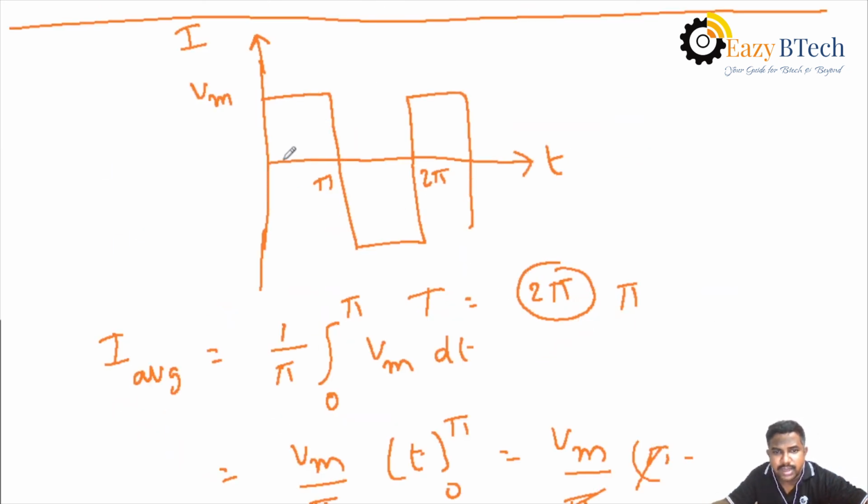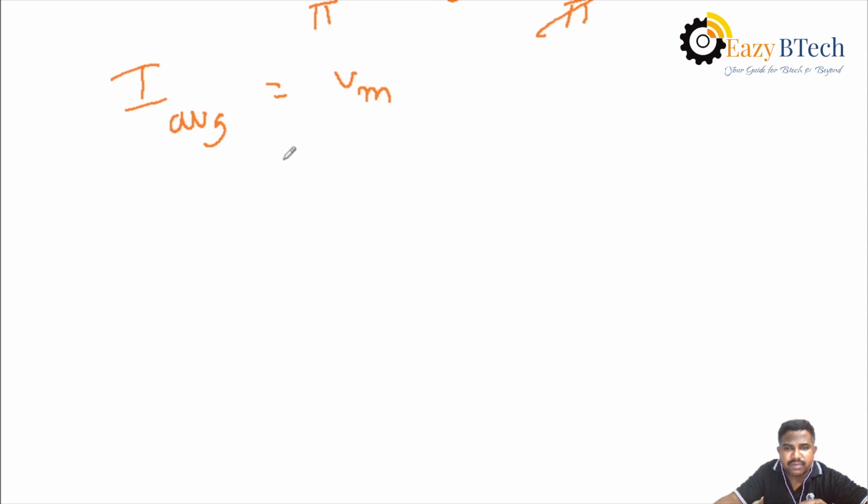In examinations, the waveform values are given. Vm value is given in terms of numericals, and also pi and 2 pi, that is, the time periods are also replaced with values. Then by taking the values, you can take the integration and simplify, then find out the average values as well as RMS values. In the same way, you have to calculate the RMS value for the square waveform.